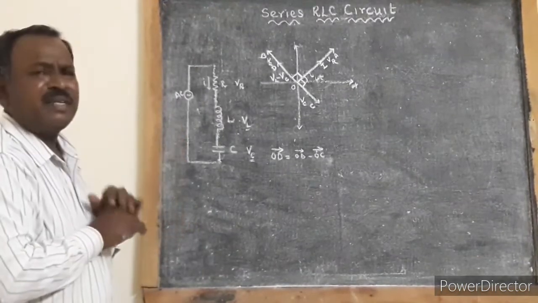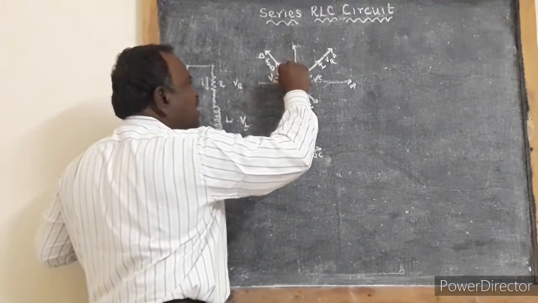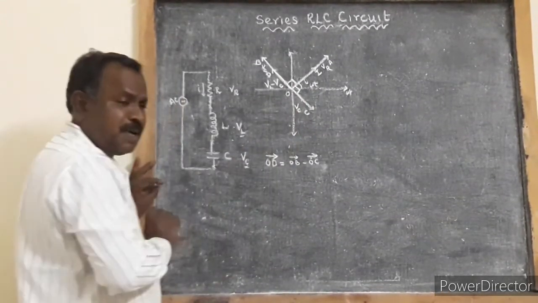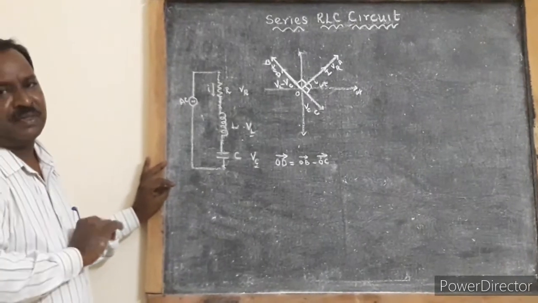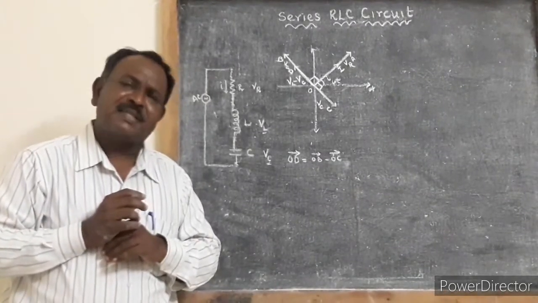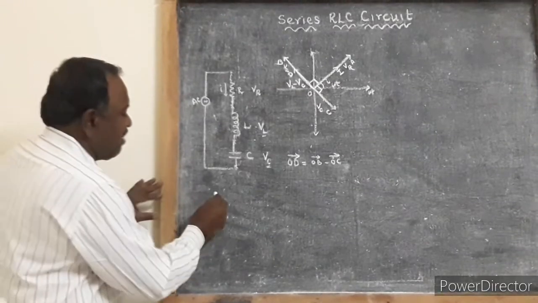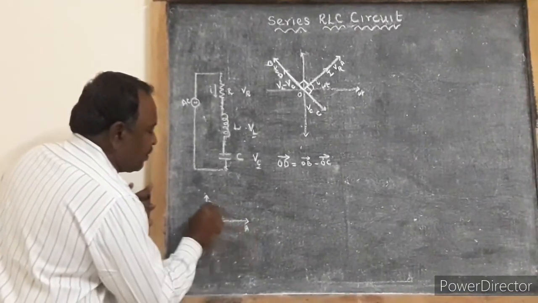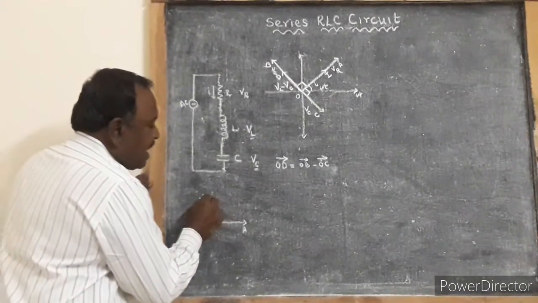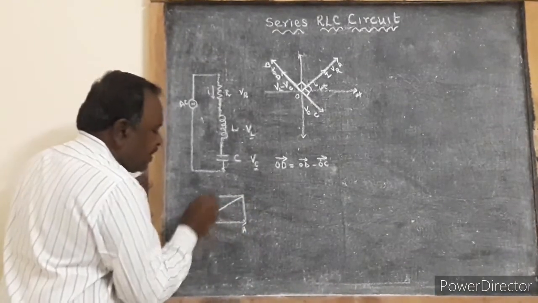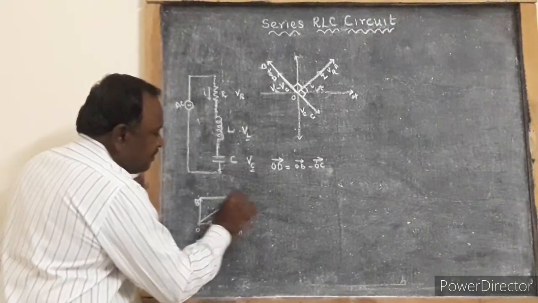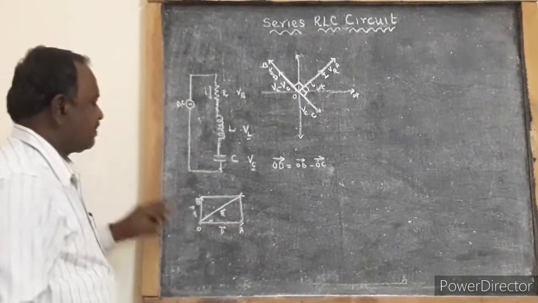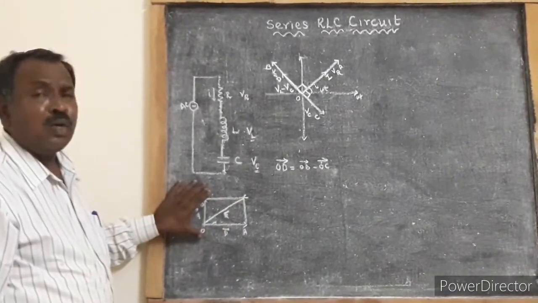So now we are having two voltage vectors. One is VR and the other one is VL minus VC. Now the resultant of these vectors can be obtained by using the parallelogram law of vectors. So what does the parallelogram law of vectors say? If two vectors form the adjacent sides of a parallelogram, the diagonal passing through the two vectors will give the resultant vector. So this is one vector, that is BP vector, and this is PQ vector. So the resultant vector is given by the diagonal. So this is the parallelogram law of vectors.